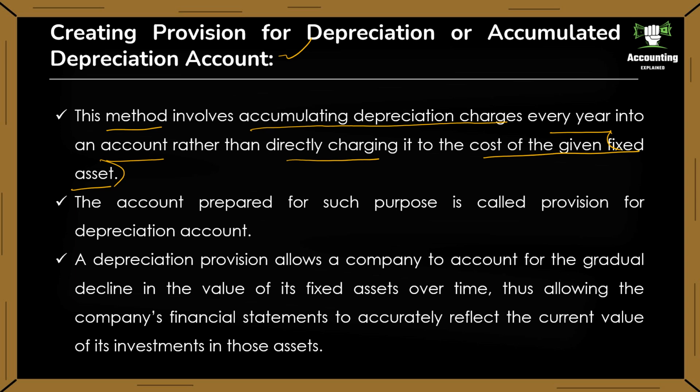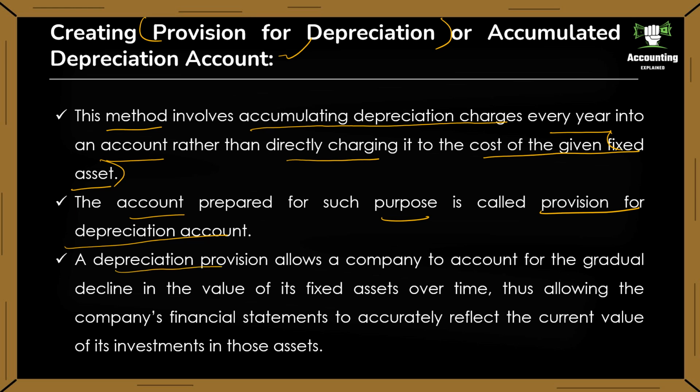Instead of taking it to the fixed asset, now we are going to take it to a new account called provision for depreciation account. Okay, fixed asset will remain the same. The account prepared for such purpose is called provision for depreciation account.